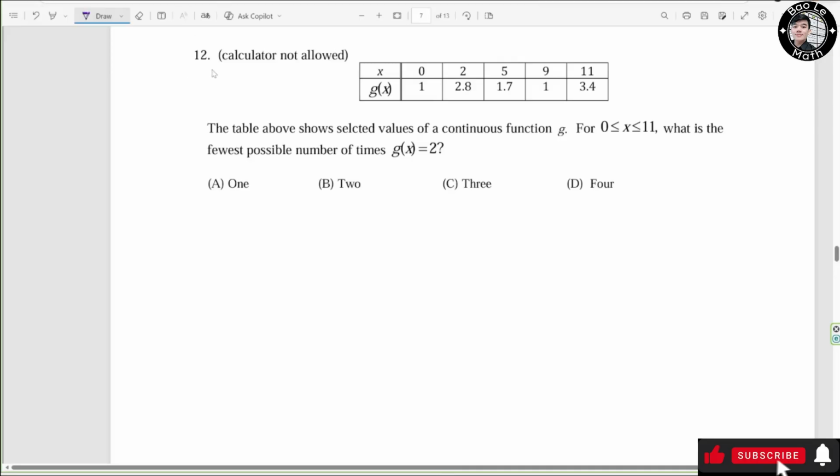Now let's move on to question 12. The table above shows selected values of a continuous function g for s between 0 and 11. What is the fewest possible number of times g of s equals 2? Now in order to do this problem, we're going to use the IVT, right? So we look at the first interval right here, right?